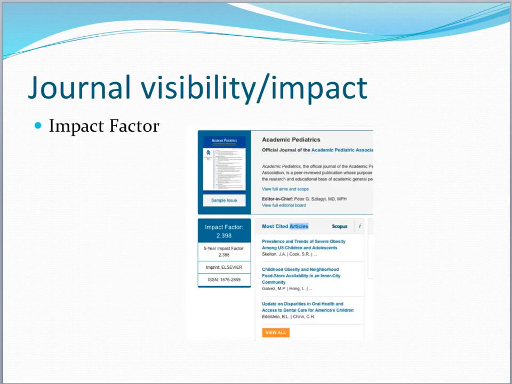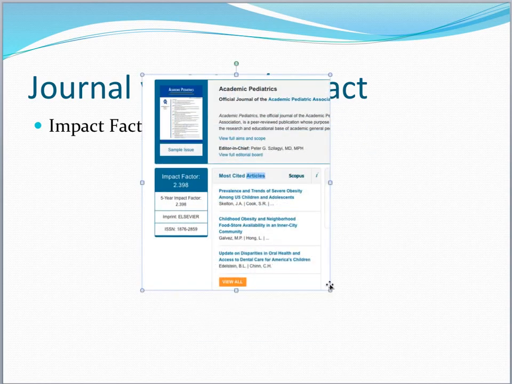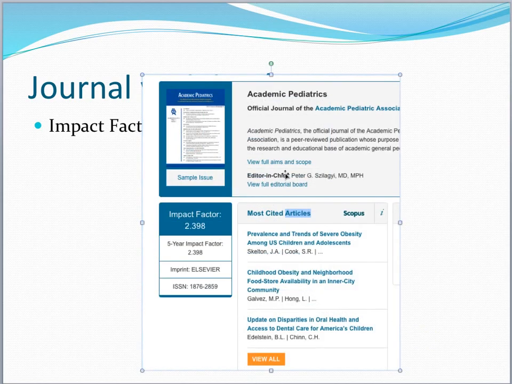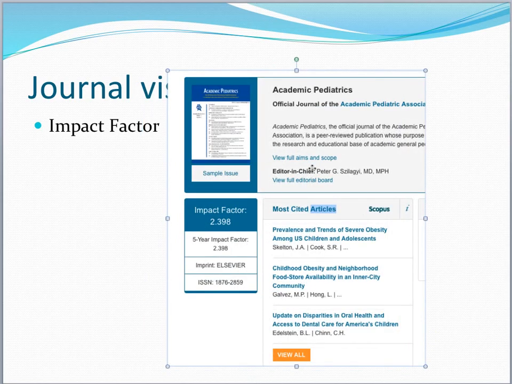Of course, and this is something that we have talked about too in the previous lecture and you have read about, is the famous impact factor. And I got this from a database. They like to publish their impact factor. So in this case, this is an example. It's called Academic Pediatrics. It's the official journal of the Academic Pediatric Association, and you can see here they have the impact factor 2.398, and they also have the 5-year impact factors. Now they have two measurements: the 2-year one and the 5-year one.